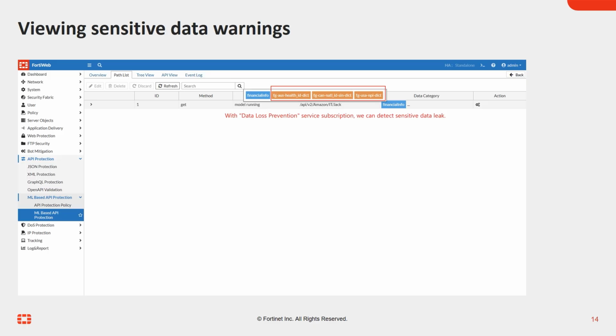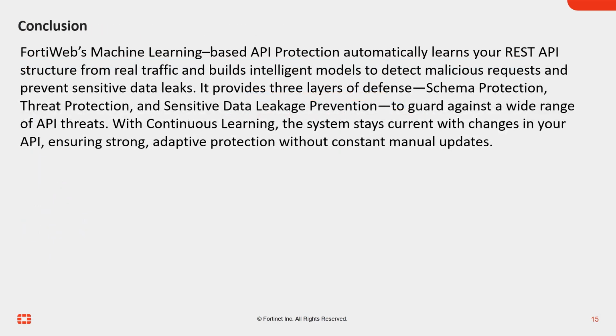To sum it up, FortiWeb's machine learning-based API protection automatically learns your REST API structure from real traffic and builds intelligent models to detect malicious requests and prevent sensitive data leaks. It provides 3 layers of defense: schema protection, threat protection, and sensitive data leakage prevention, to guard against a wide range of API threats. With continuous learning, the system stays current with changes in your API, ensuring strong, adaptive protection without constant manual updates.